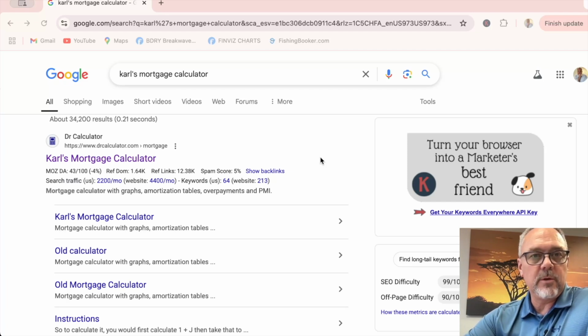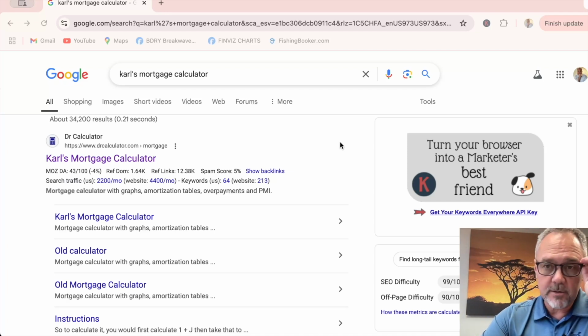And we're going to be looking at Karl's mortgage calculator today. This is an awesome tool. I love playing with this tool. I play with this thing probably once a month. It does some really incredible stuff.